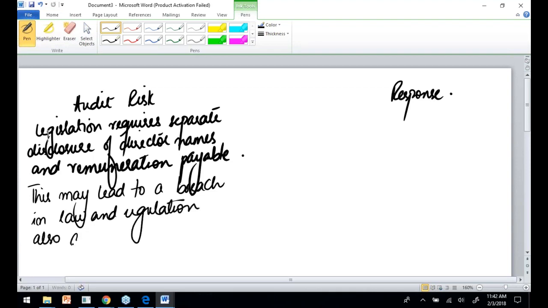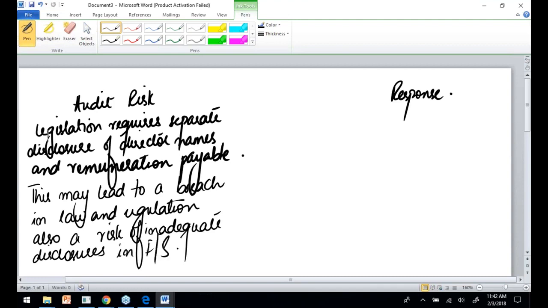Also, a risk of inadequate disclosures in financial statements. All right. This is the first part, copy. This is the second part, explain. This is the third part, risk of, linked with financial statements. 1, 2, 3.